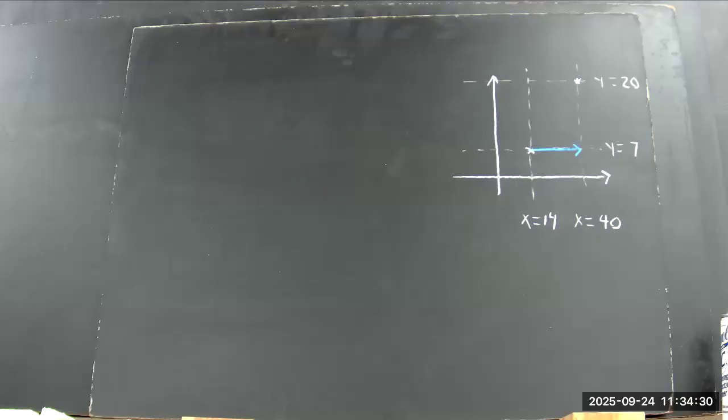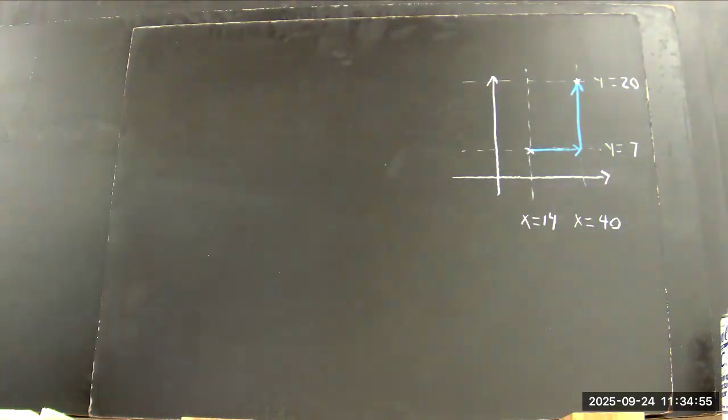Okay, now from the tip of that arrow, draw another arrow that goes up to the second point. Should have paused the video there, but it's going to look like this. So everybody got those arrows? Okay.